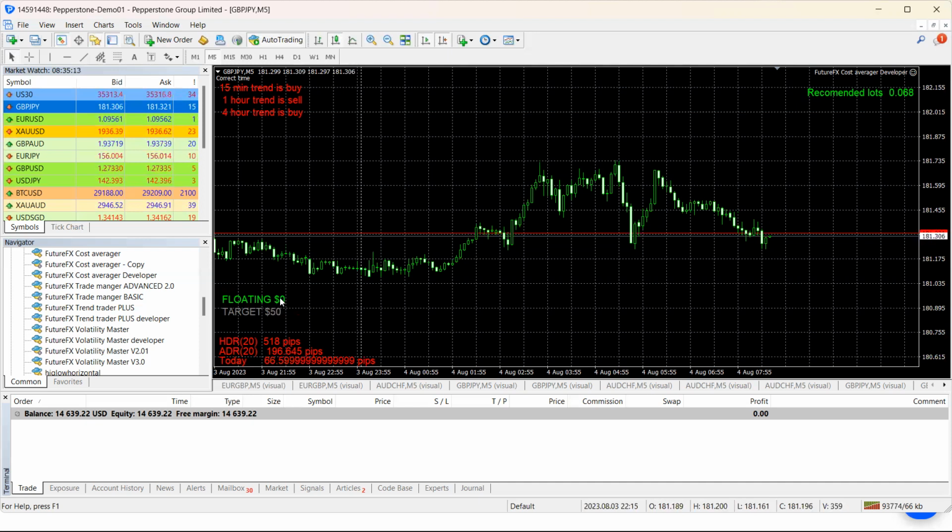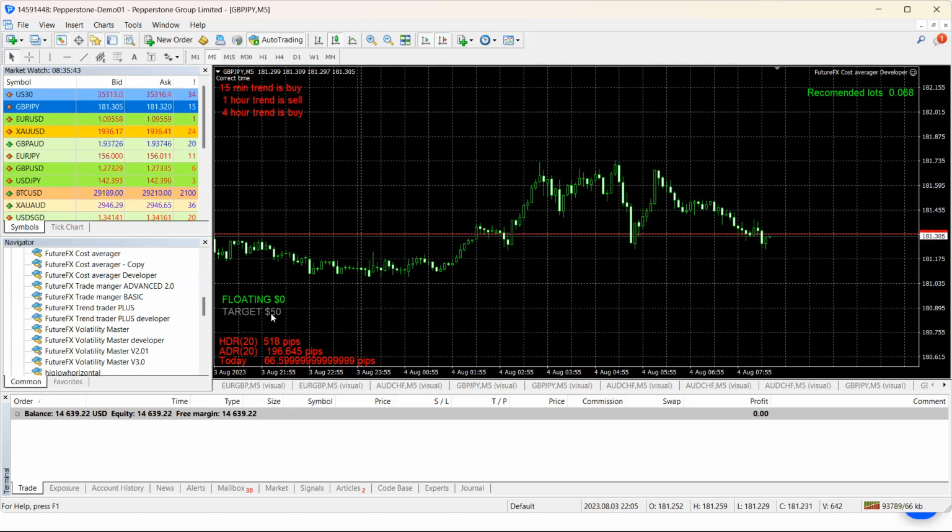And floating, that's just going to keep track of the current floating profit or loss that trades on this particular chart have at the moment. And you can see we don't have any trades, so the floating is 0. If your trades are in profit, that'll be a positive figure. If they're in a loss, that'll be a negative figure.